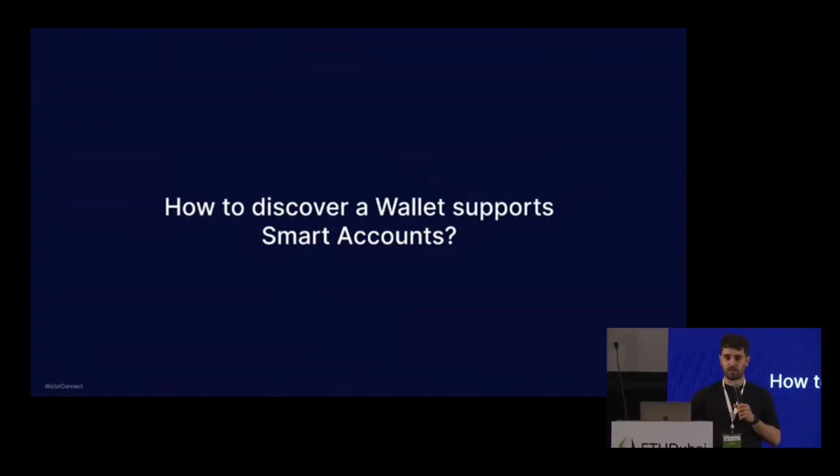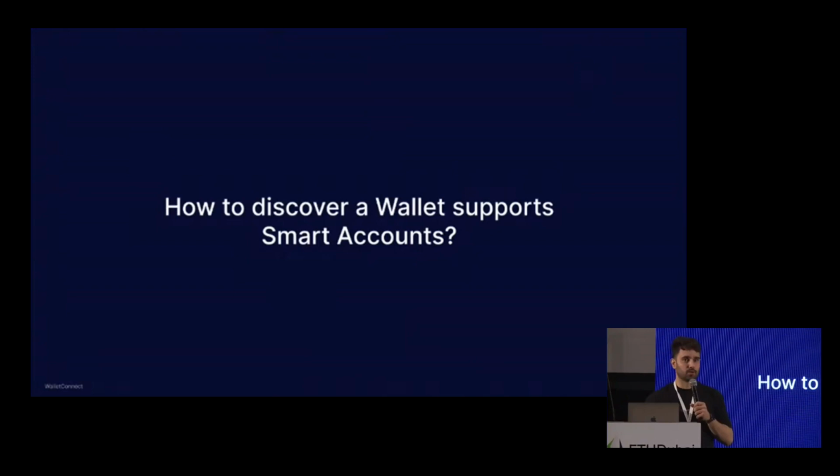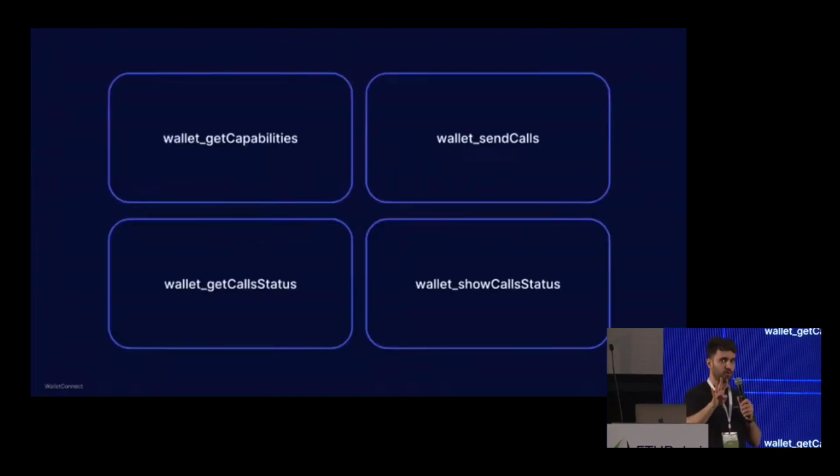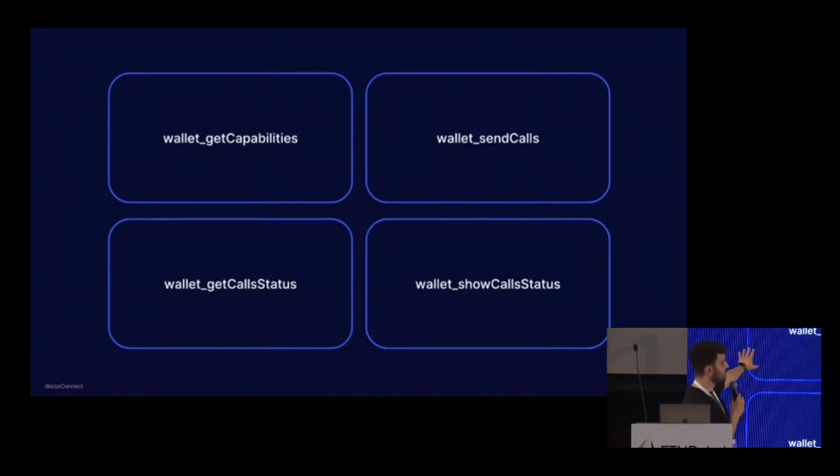How can you actually define that the wallet is a smart account without just checking if there's blockchain code? So there's a new standard called 5792, which is called Wallet Call API Methods, and introduces 4 different methods. But I think it's important for us to take a quick look here, because the first one is get capabilities. And then there's a second one, which is send calls.